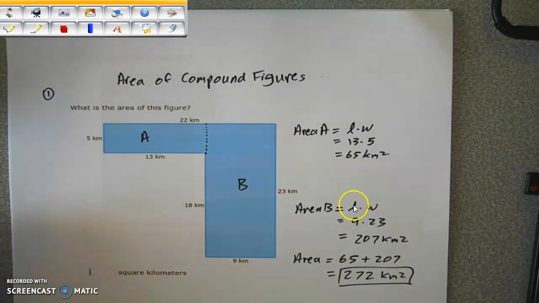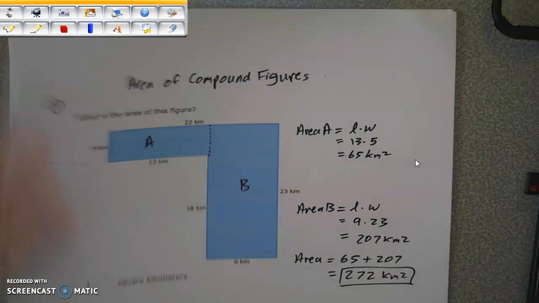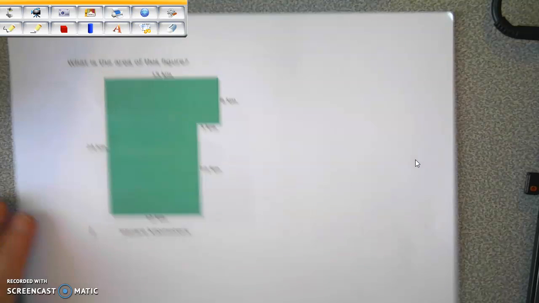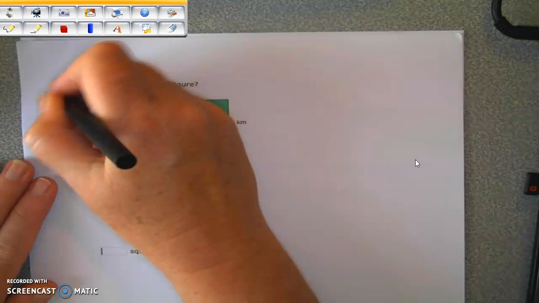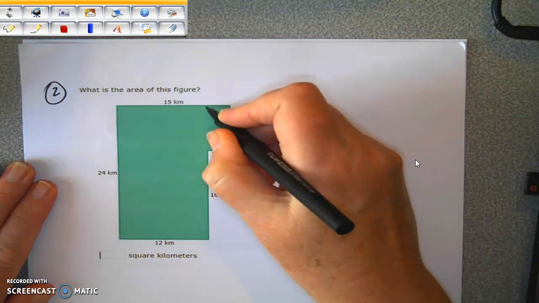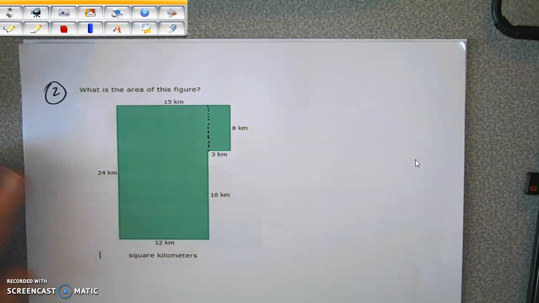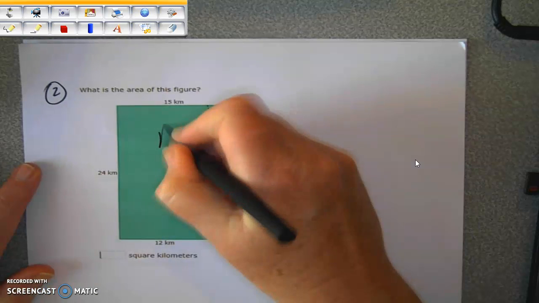So you can see the main thing is just to chop it into the two pieces, find the area of each piece separately, and then add them together. Let's do another one. So here's number 2. For number 2, I think I'll do the line up and down here. You could also do a line across. Either way works. Label them A and B.